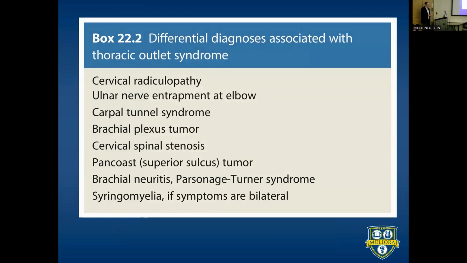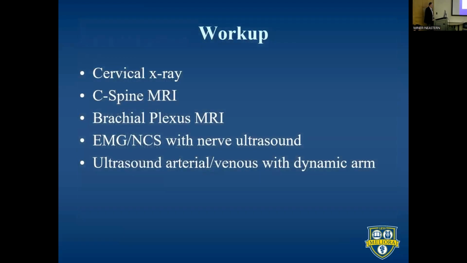You can have something like a Pancoast tumor in the lung. A chest x-ray is important, again, because you wanna look for a cervical rib, but also because the mass could be there. And then, of course, things like amyotrophic neuritis, Parsonage-Turner, or something in the spinal cord is always possible.